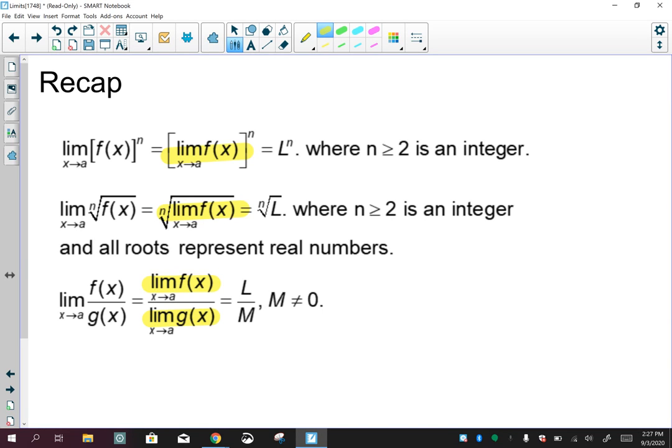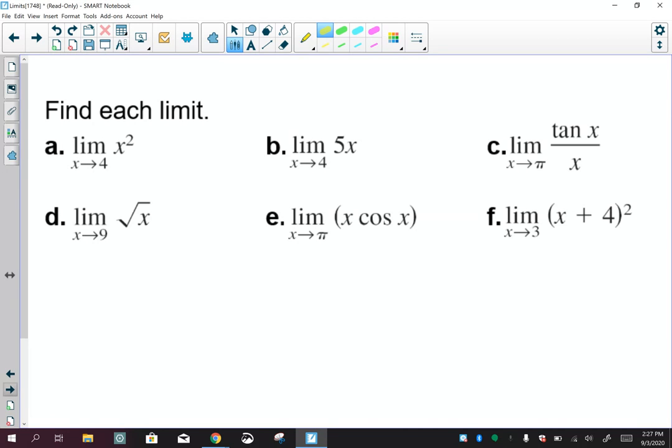The quotient rule says basically take the limit of the top and the limit of the bottom and make sure your bottom does not equal 0. So those are your properties that you're going to need to know and make sure that you understand how to use them. So let's get a little practice in, okay? Here are 6 problems. Plug these in, see what you wind up getting. Yes, there is trigonometry on here.